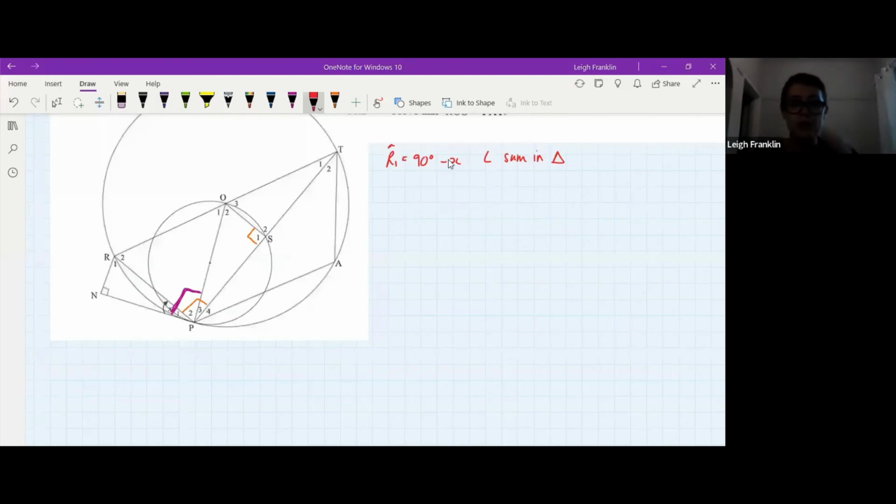All right, so now that we've established how big R1 is, we know that it's equal to 90 minus X. Now we need to show that R2 is also 90 minus X. And if we've done that, then we've answered our question, right? So that's our entire aim from this point onwards, is to show that R2 is also 90 minus X.